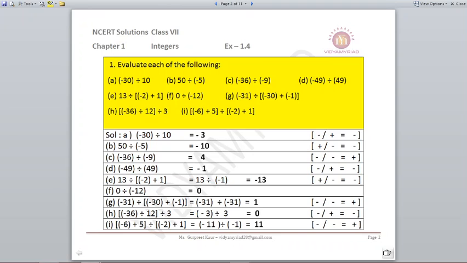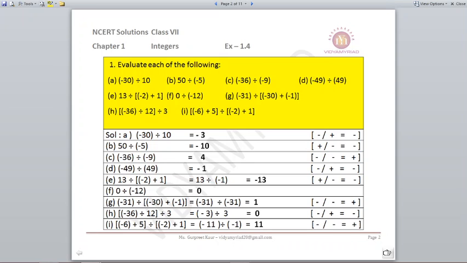36 divided by 9, both are negative, negatives cancel, so the answer is only 4. Minus 49 divided by 49 is 1, but the answer will be minus 1. 13 divided by minus 2 plus 1, which is 13 divided by minus 1. When you divide, there is one negative, so you will get minus 13 as the answer.